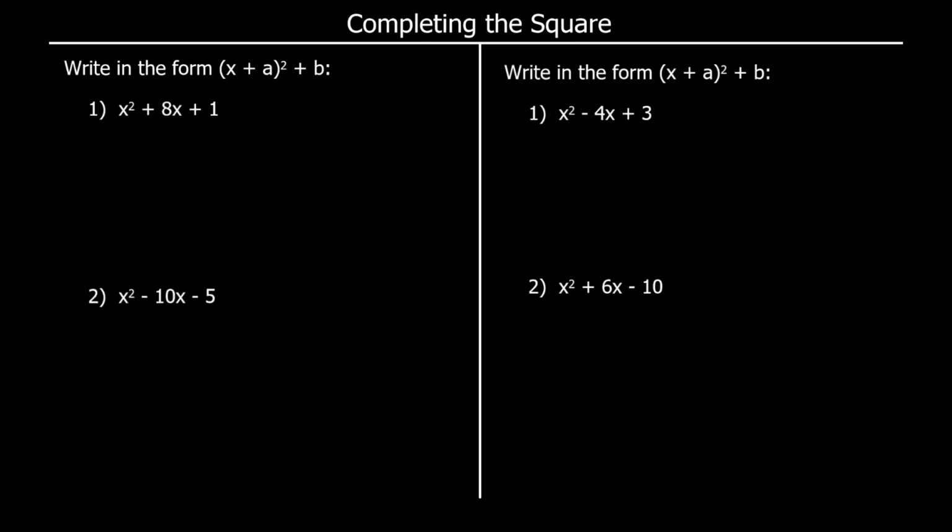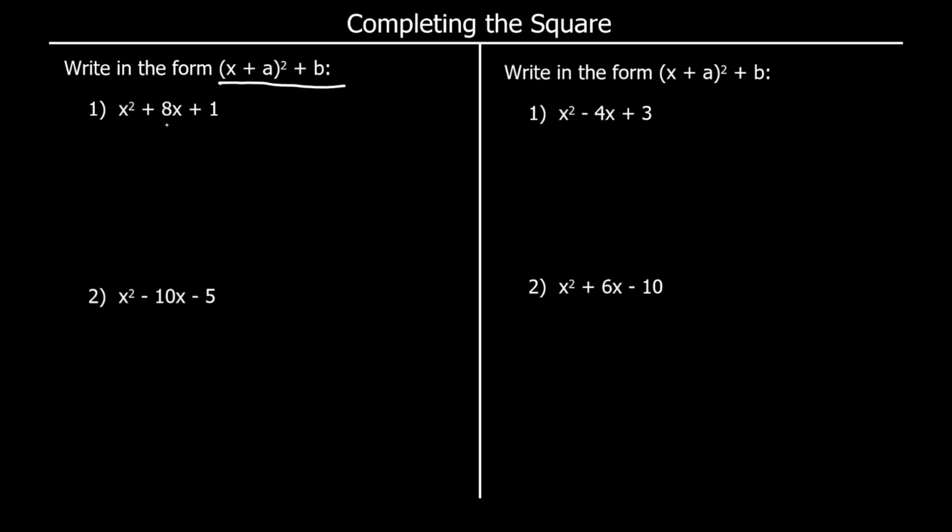In this video, we are going to complete the square. When we complete the square, we are rewriting a quadratic in a different form. And the form we want is this: x plus a, squared, it could be plus or minus, and then plus b, could be plus or minus again. So x plus something squared plus or minus something.